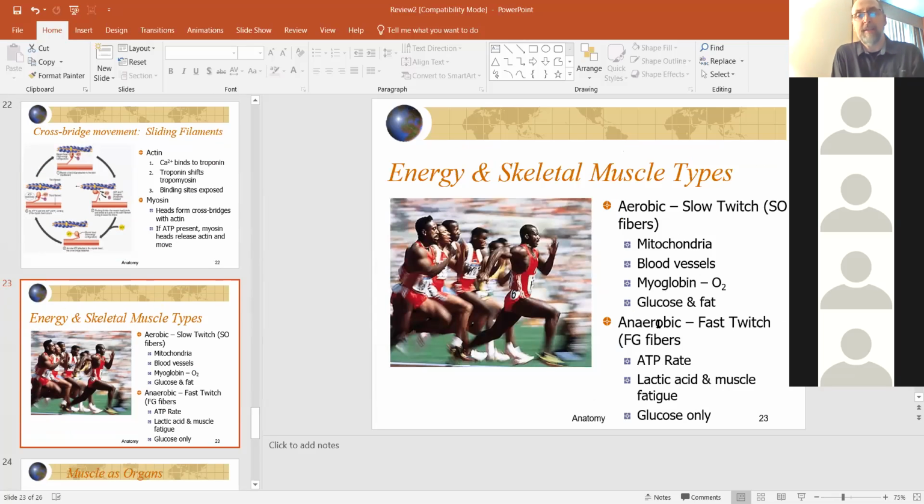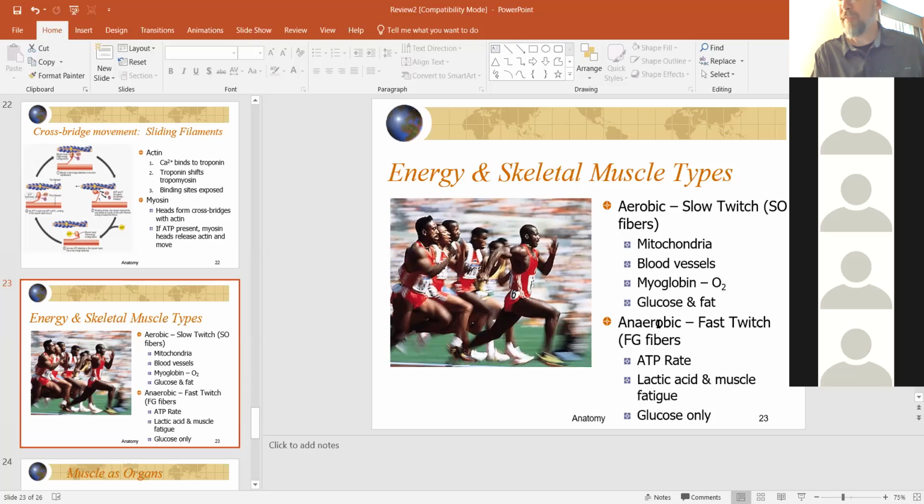Okay, the ATP can be produced two ways: an aerobic way, which the slow oxidative fibers use. They have lots of mitochondria, they have blood vessels, and they have a pigment that stores oxygen, because they need oxygen. And so these muscles appear red. They can use glucose or fat as a source of energy.